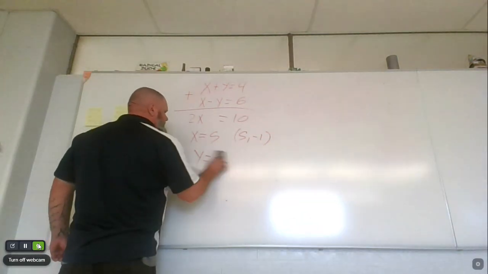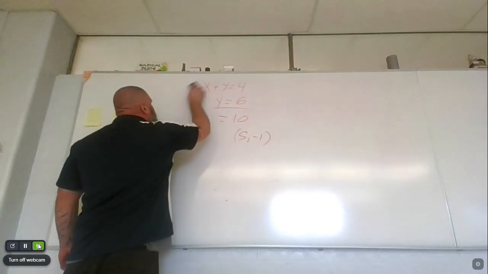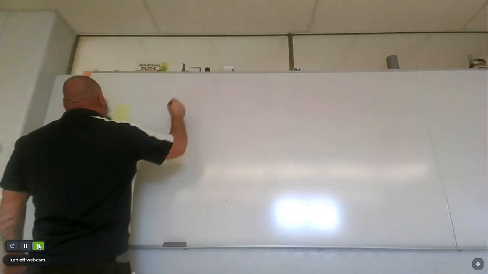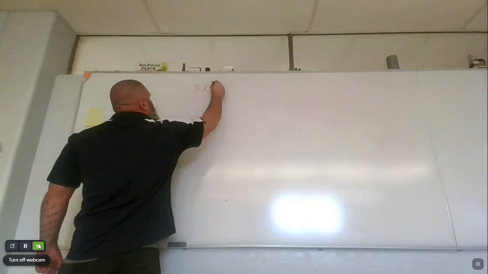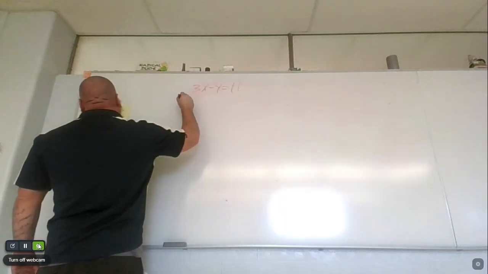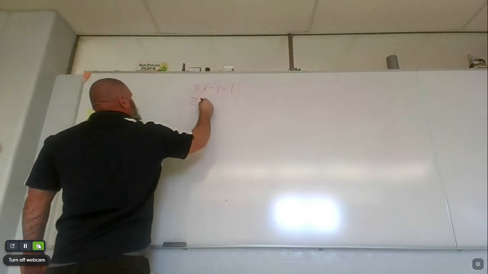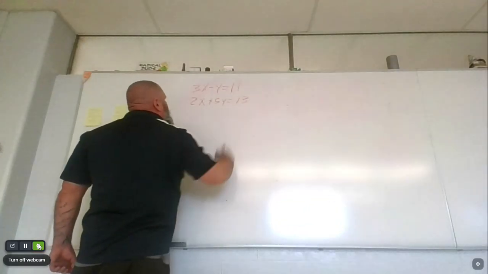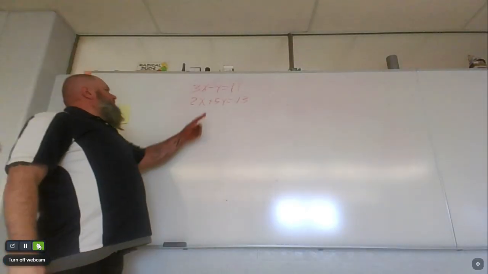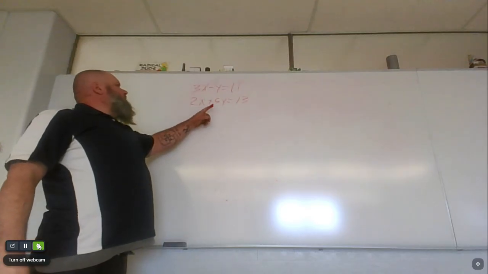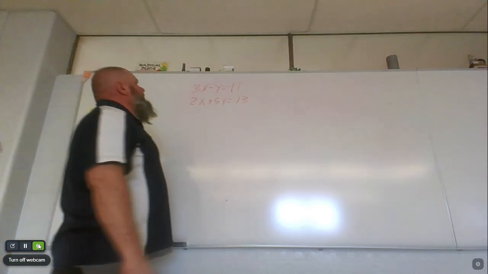All right, let's move on. Let's get a little more challenging. Let's try 3x minus y equals 11 and 2x plus 5y equals 13. Now let's take a look at this. We have a negative y and a positive y, but they're not the same value. We have a negative 1y and a positive 5y. How do you think we can fix this?